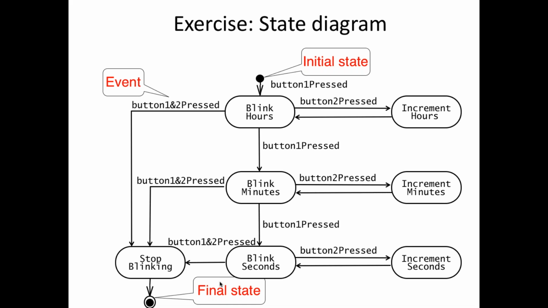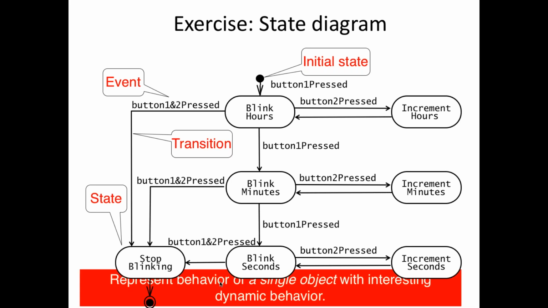So there's our initial state, our final state. Those are our different events and transitions. And then the nodes themselves are the states. So basically, the purpose of state diagrams is to model and represent the dynamic behavior of a single object. We don't do this for every object in the software system. You do it for particularly complex and interesting objects that are harder to model and understand.